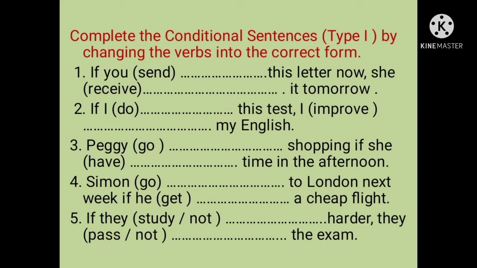The second sentence: "If I dash this test, I dash my English." The brackets: do and improve. Third sentence: "Becky dash shopping if she dash time in the afternoon." In the brackets: go and have. Number 4: "Simon dash to London next week if he dash a cheap flight." In the brackets: go and get. Number 5: "If they dash harder, they dash the exam." In brackets: study not, pass not. Have you written the answers?